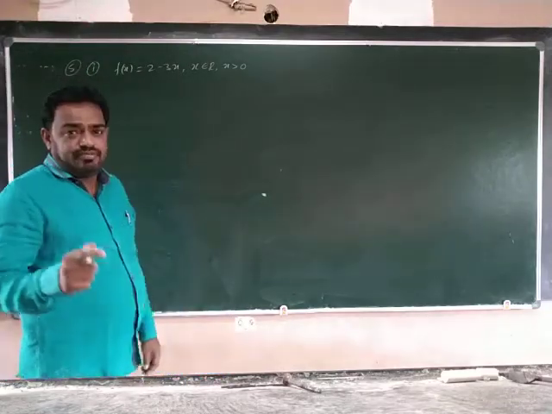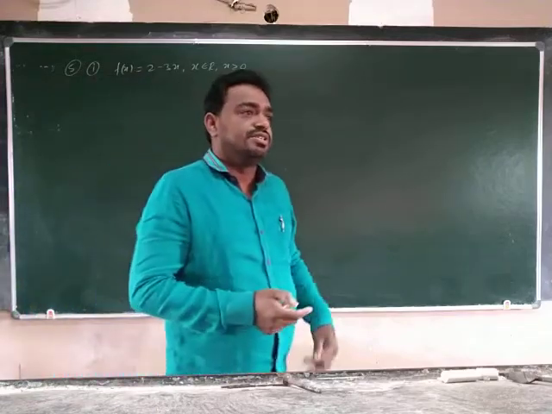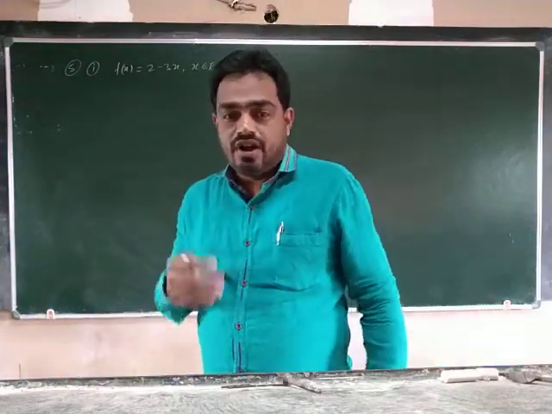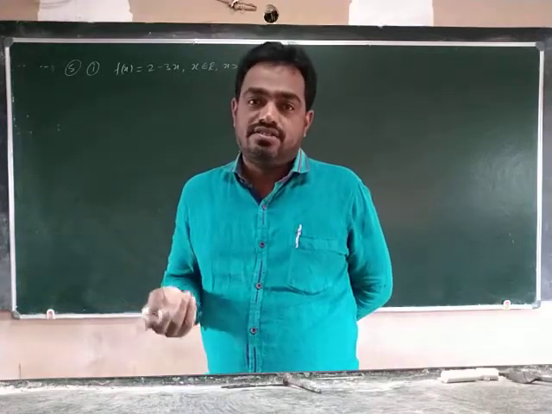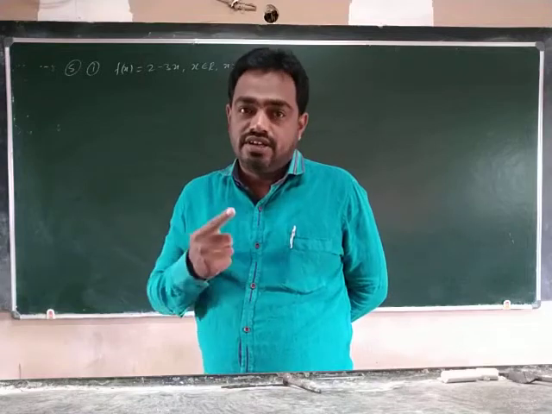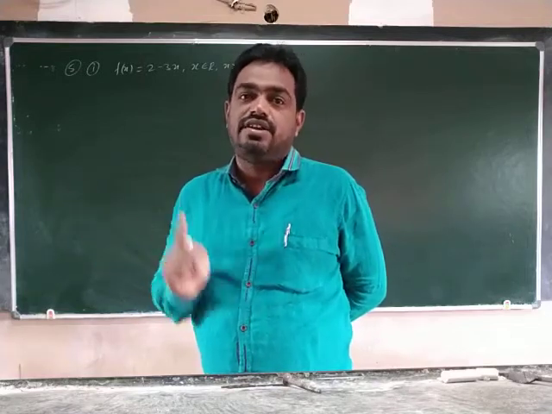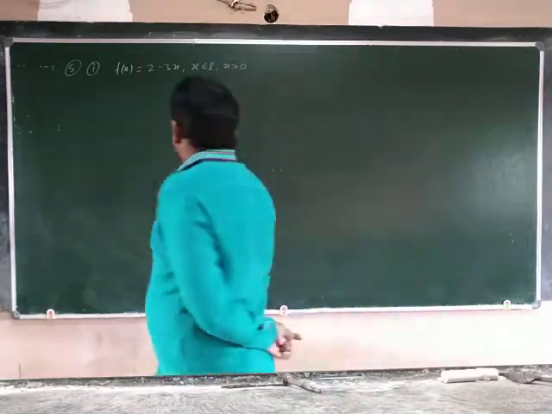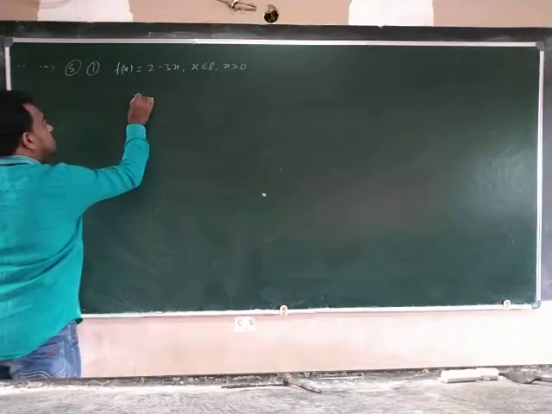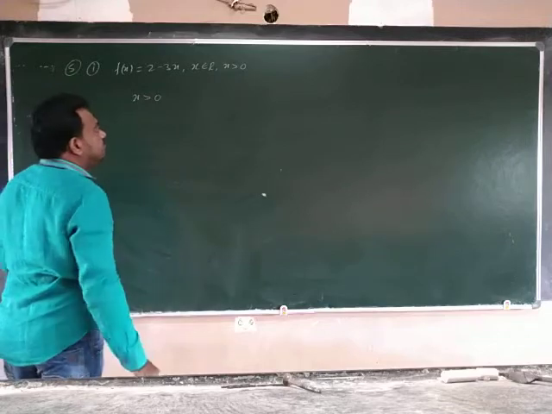What are we finding? The range. That means f of x values. How are we finding them? Based on x, that means the domain. X is nothing but the domain, f of x is the range. So what is x? Here x is greater than 0. X greater than 0 is given.